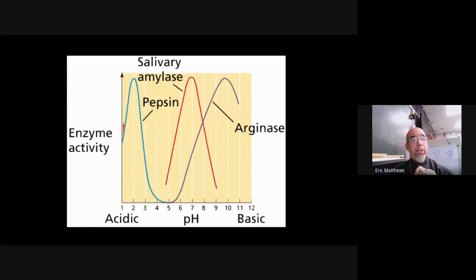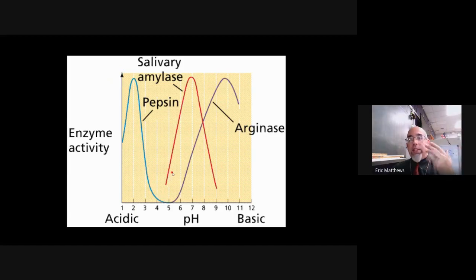So here are three different enzymes. We've got our pepsin in blue, which works down in your stomach to digest protein. Notice it works best at a pH of 2, super acidic, really, really dangerous levels of acidic. The moment that the acidity starts to go up towards neutral, which is around 7, it drops off.